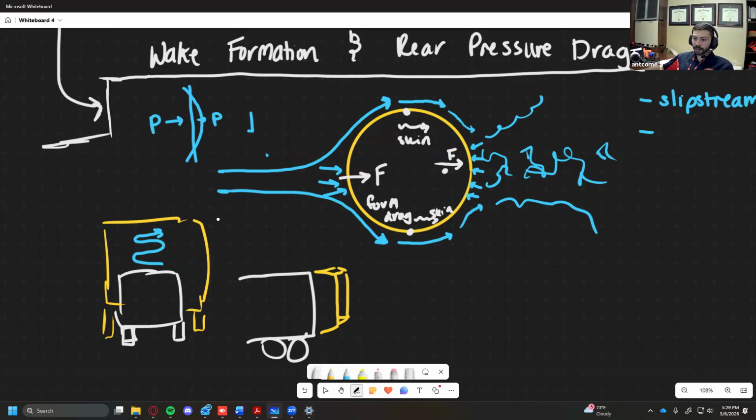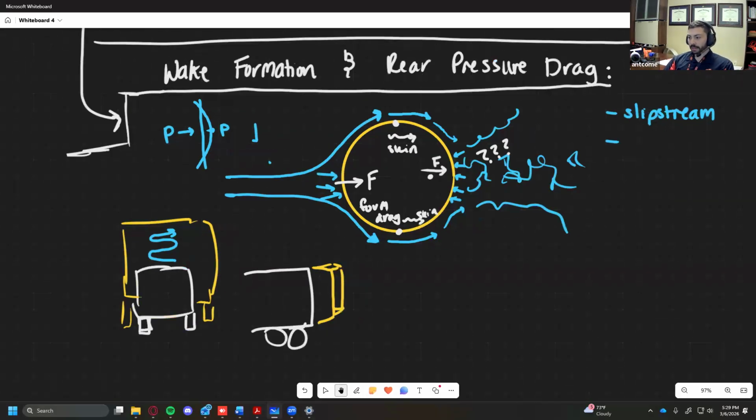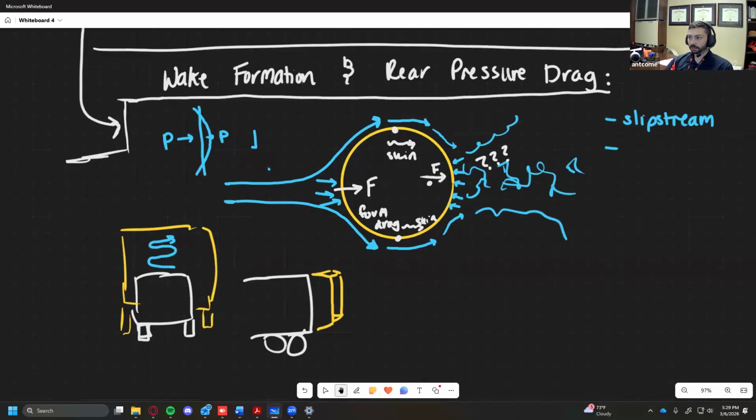So the intent here is how do we reduce that? How do we reduce this negative pressure or this reduced pressure on the back? How do we make the left and right sides more equal such that there's nothing trying to just suck the thing backwards even from the back? So this is that last kind of thing. This is your wake formation and rear pressure drag.